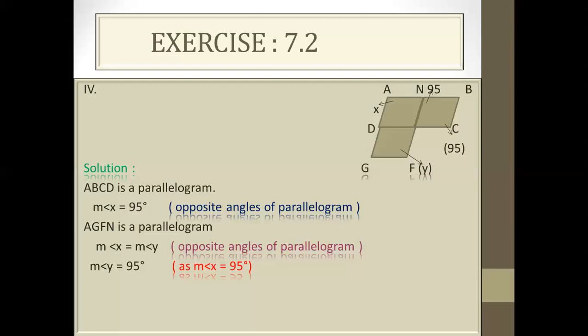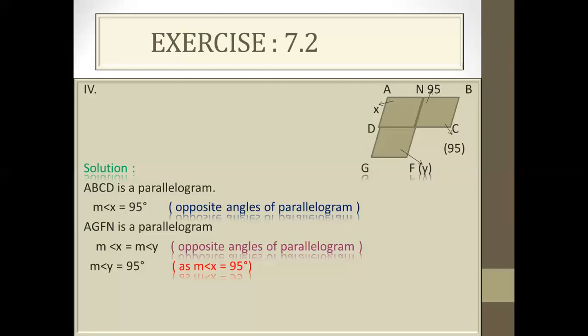So according to the characteristic of the angles of the parallelogram, opposite angles of the parallelogram are equal. So x is equal to 95 because angle A is equal to angle C. They both are opposite angles of the parallelogram. So according to this characteristic, we can say that the value of x degree is equal to 95 degree.